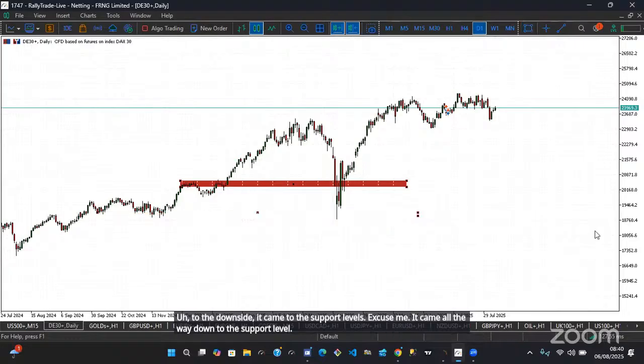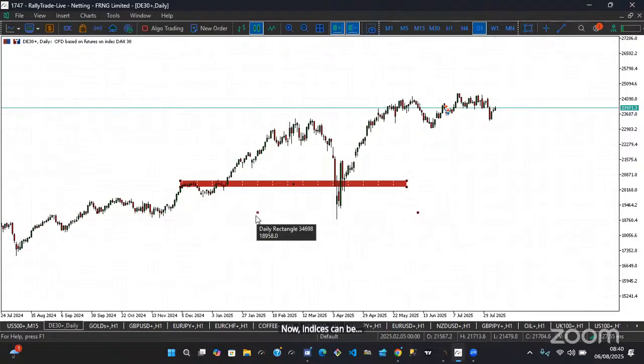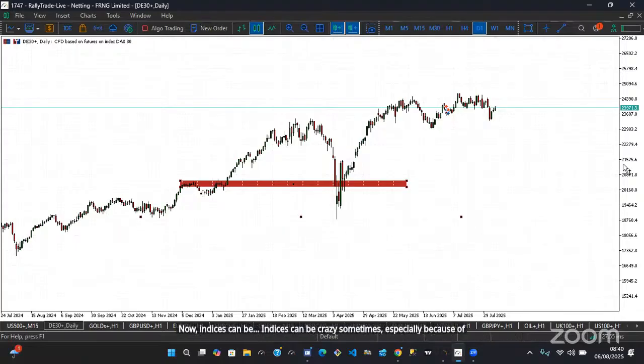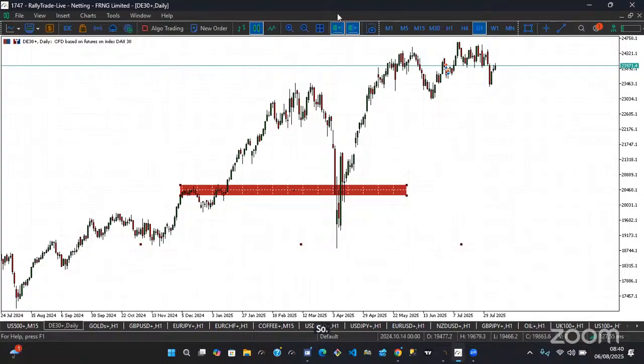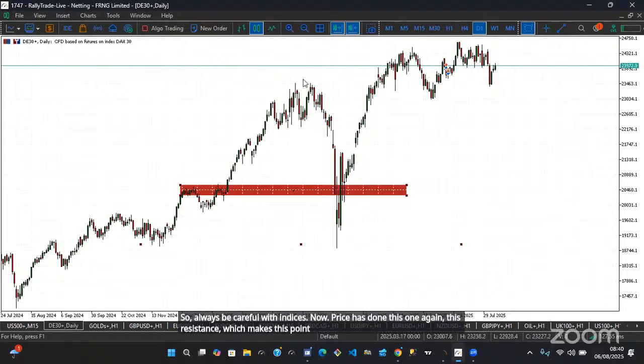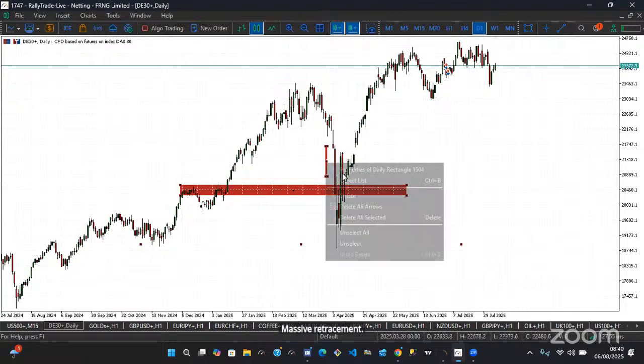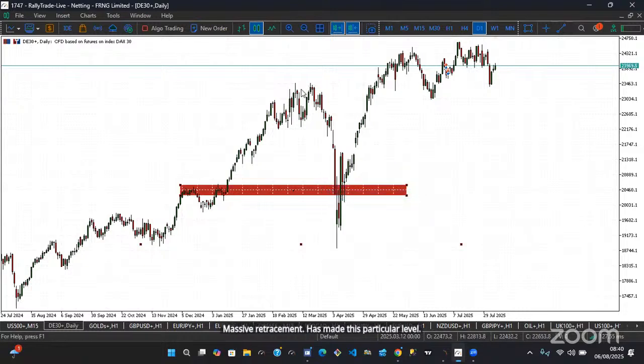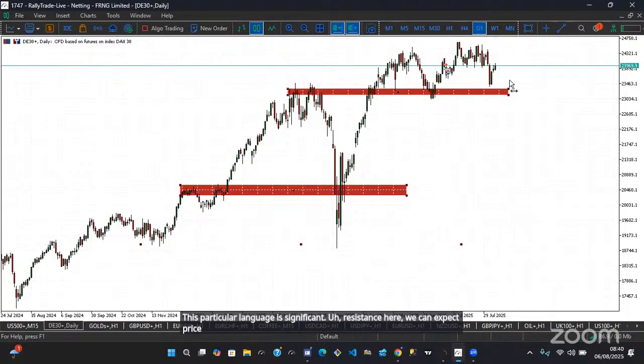Now, indices can be crazy sometimes, especially because of their volatility, so always be careful with indices. Price has done this resistance again, which makes this point very significant. You see this massive retracement has made this particular level a significant resistance where we can expect price to come back into for us to have a trade.